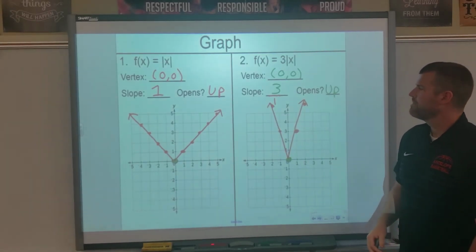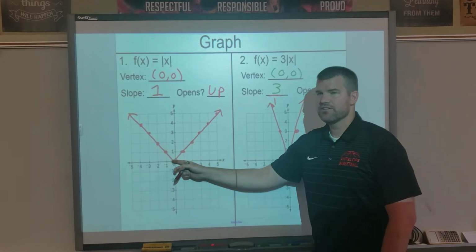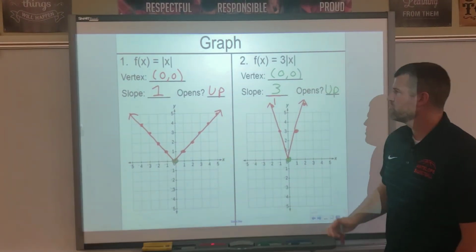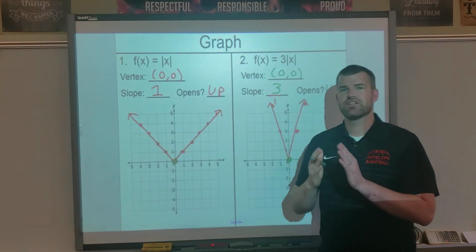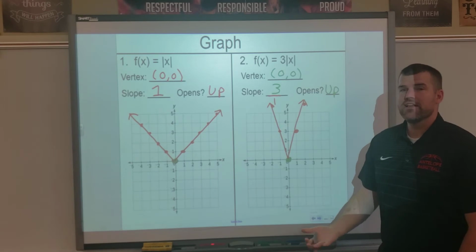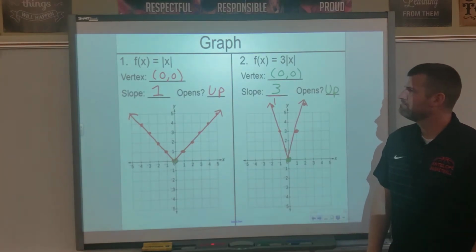No curves. This one is skinnier than this one, right? It's more stretched, and it's more stretched because we now have a slope of 3 instead of 1. So it's going to make it dilate by a factor of 3, making it skinnier.